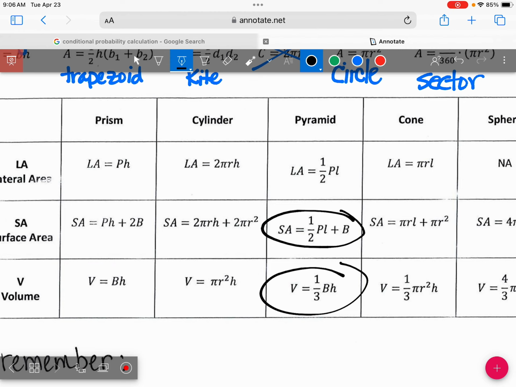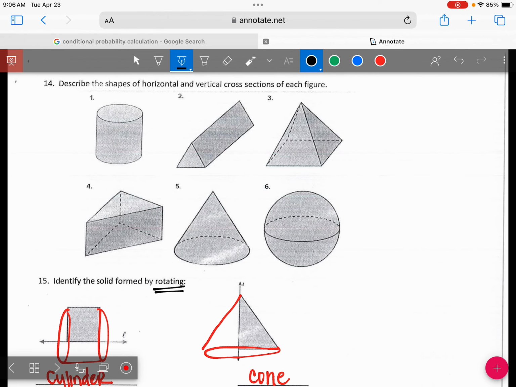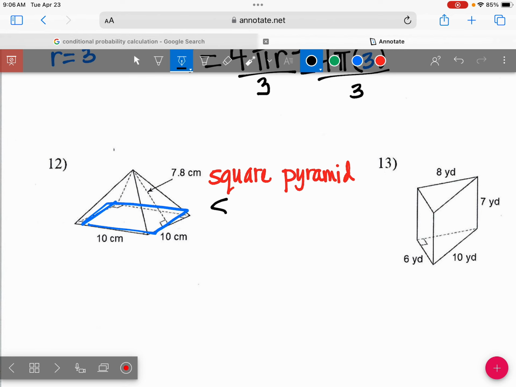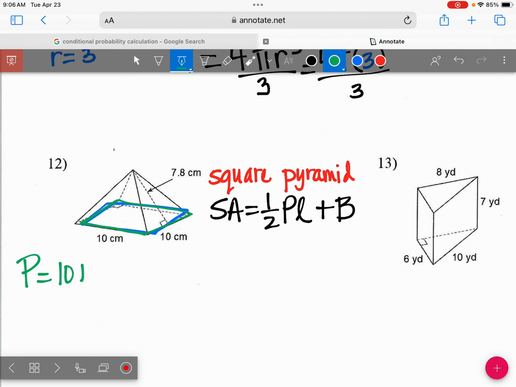So surface area is 1/2 perimeter L plus B. I like to write the formula. Surface area is 1/2 perimeter L plus B. So the perimeter of the base, and I also wrote it over there. Perimeter is what you get when you add up all the sides. So perimeter is 10 plus 10 plus 10 plus 10. So go ahead and add that up.